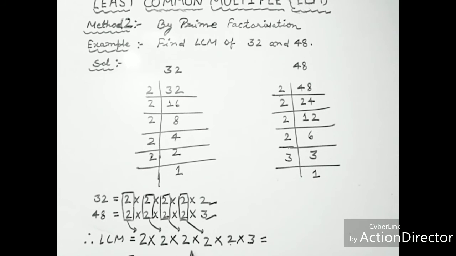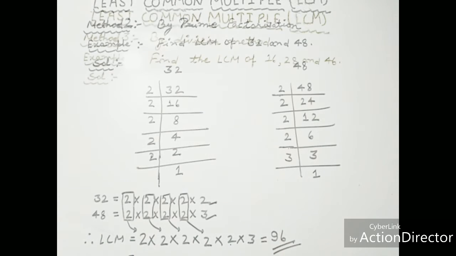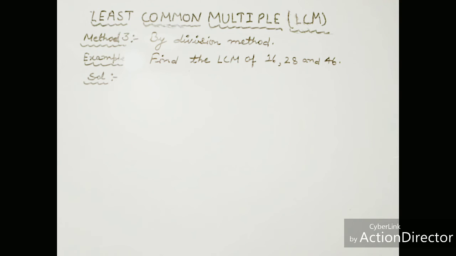2 2s are 4, 2 4s are 8, 2 8s are 16, 2 16s are 32, and 32 3s are 96. So 96 is the LCM of 32 and 48. Here we will revise finding the least common multiple by using the division method.